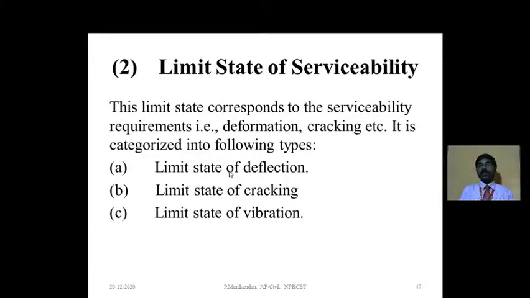The parameters that correspond to the serviceability requirement are deformation, that is deflection, cracking, and vibration that occur on the elements.